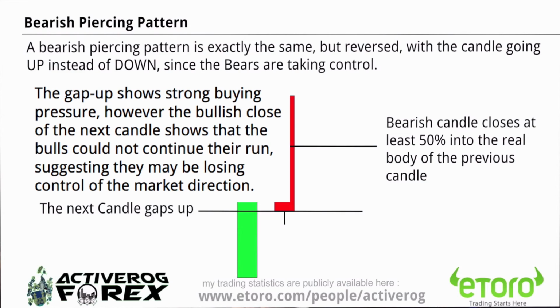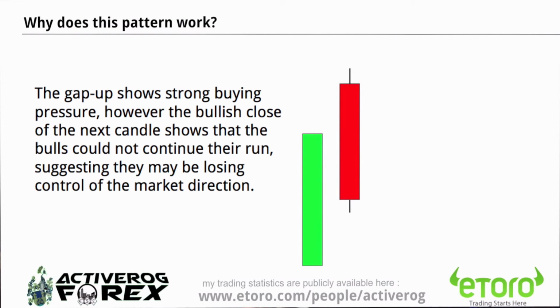The gap up suggests strong buying pressure, however the candle then closed bearish, which shows that even though prices gapped up, the bulls couldn't maintain control of the market direction.